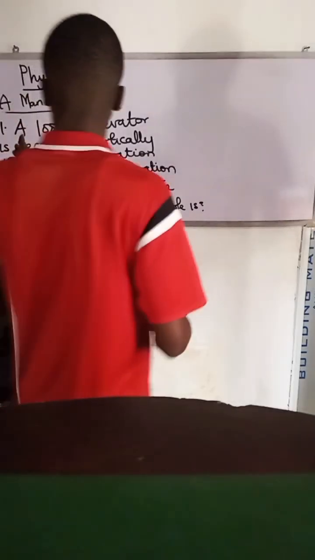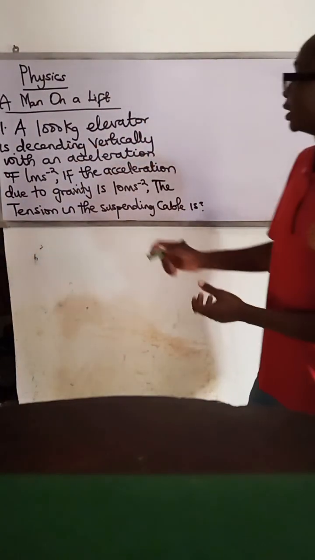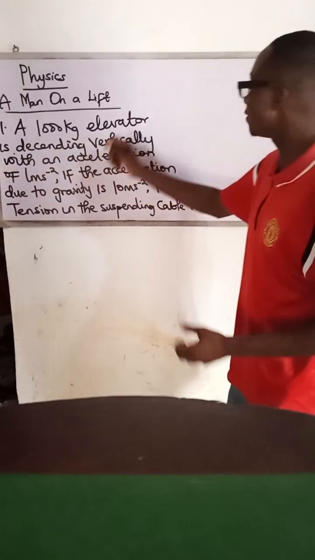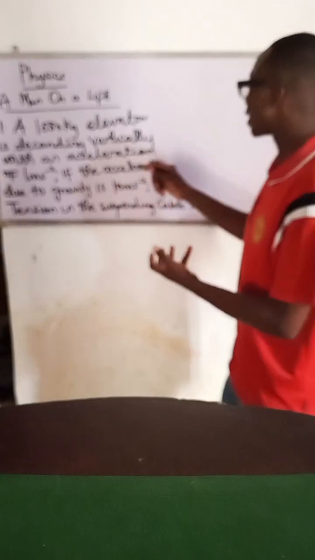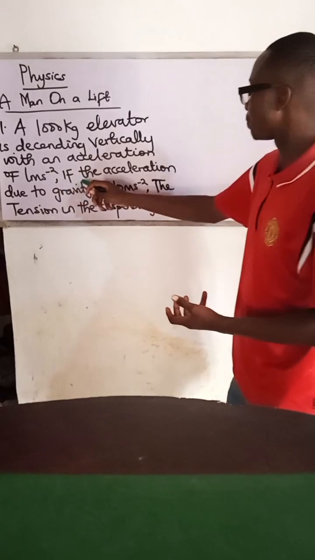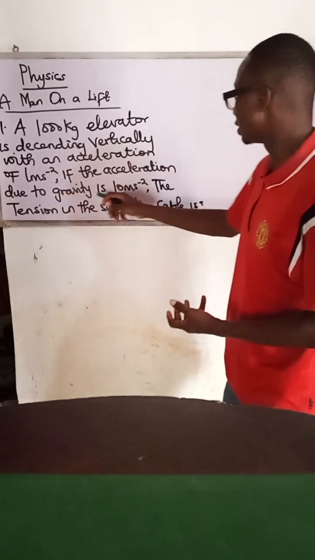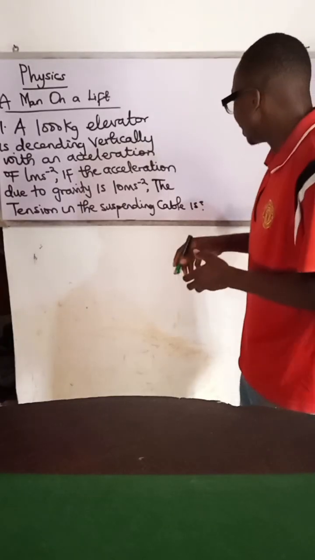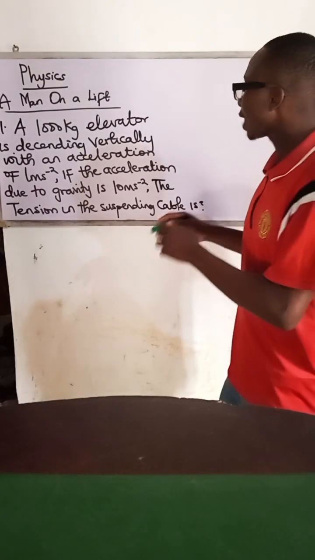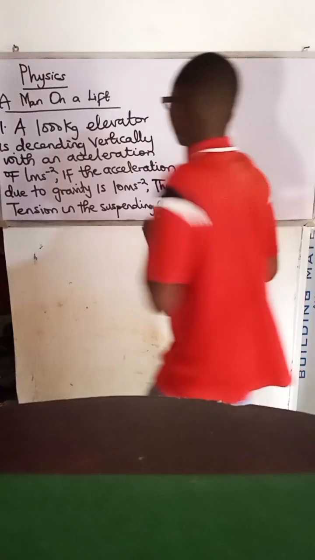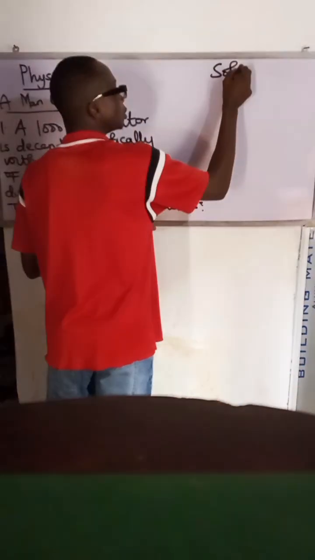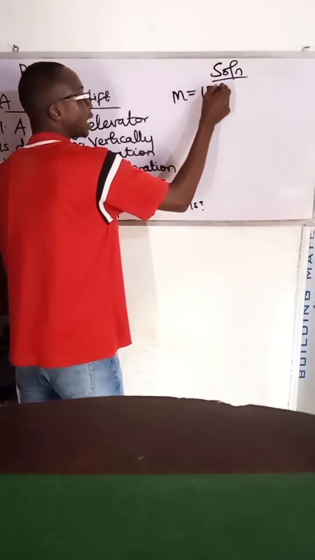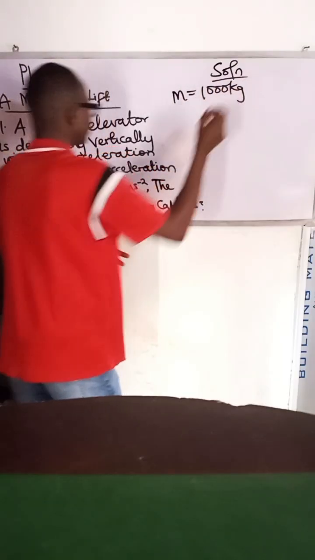Now we have this past question on a man on a lift. It says a 1000 kg elevator is descending vertically with an acceleration of 1 meter per second square. If the acceleration due to gravity is 10 meter per second square, the tension in the suspending cable is what? They say a 1000 kg elevator. So, solution. They gave us the mass to be 1000 kg.